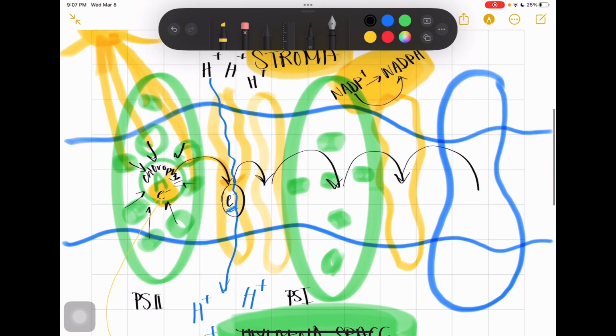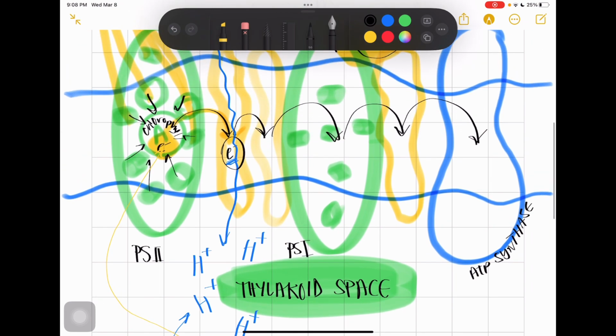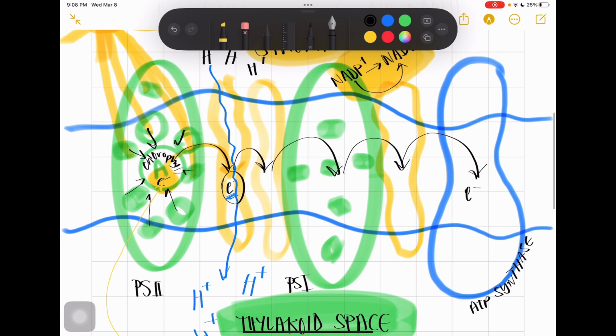And then it gets to ATP synthase. This is a lot of people's favorite enzyme. I don't have a favorite enzyme just yet. So it's going to hop to ATP synthase and in here.